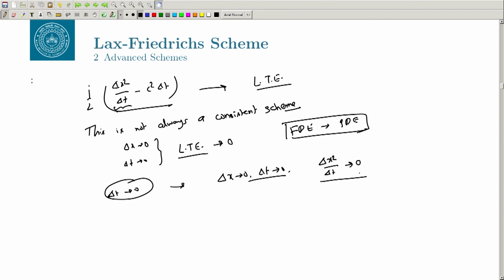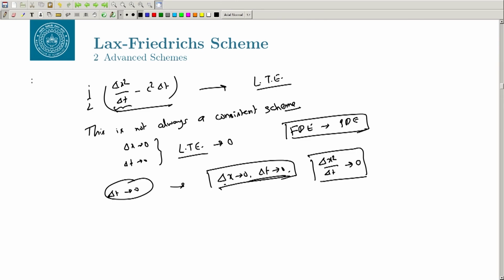This is a very important aspect that I want you to keep in mind: for consistency of this scheme, the term delta x square by delta t should go to 0 as delta x goes to 0 and delta t goes to 0. If the scheme is consistent and stable, then only you will get convergence. So you have to guarantee this for consistency of this scheme.